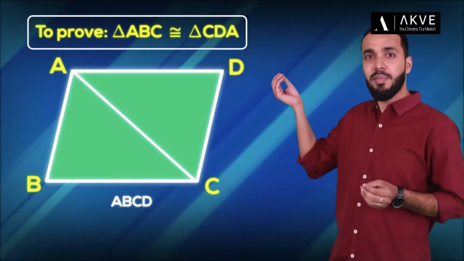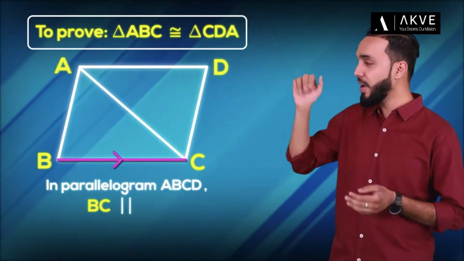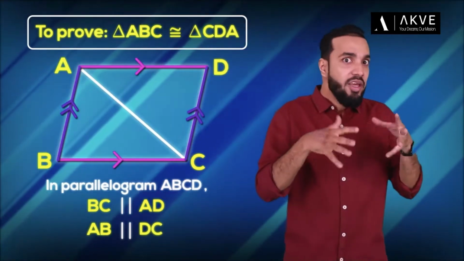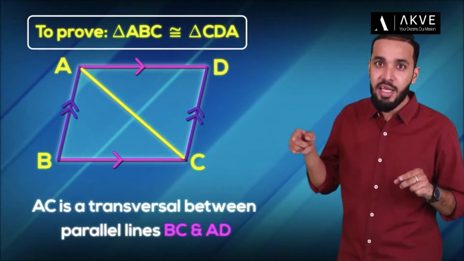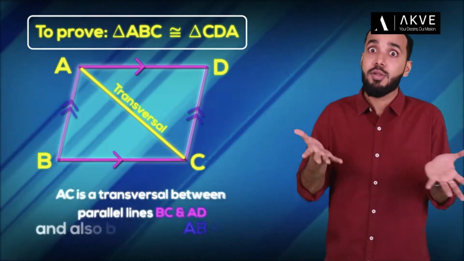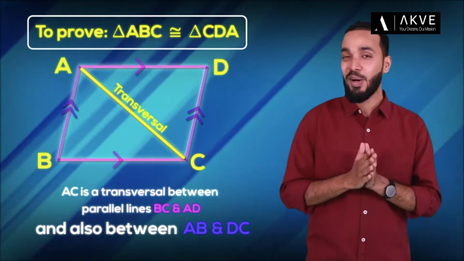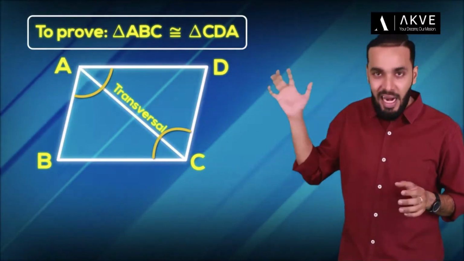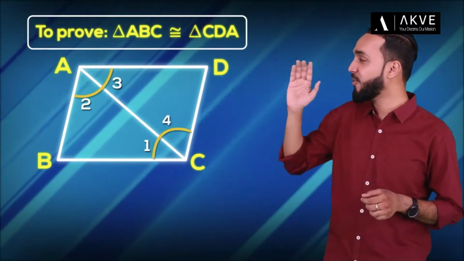Since ABCD is a parallelogram, we know that BC is parallel to AD and AB is parallel to DC. Now, if you notice, you will be able to see that this diagonal AC is a transversal between these two parallel lines and is also a transversal between these two parallel lines. So, let's name the angles formed by these parallel lines and transversal 1, 2, 3 and 4.